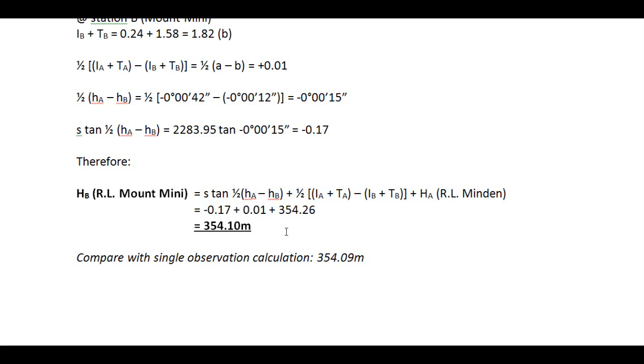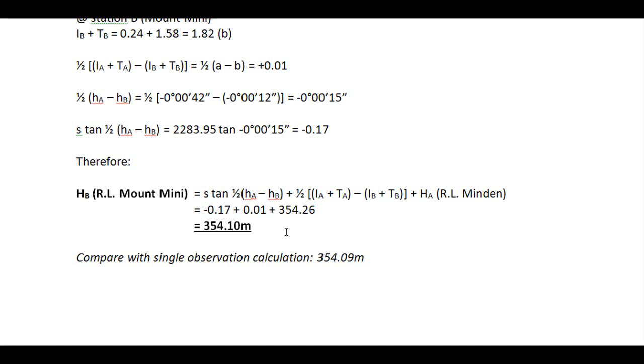We compare that with the single observations that we did, where we calculated the RL of 354.09 meters. So a little bit different, but not significantly different. The reciprocal observations cancel out the curvature and refraction corrections altogether, so we don't have to worry about them, but it compares favourably with the single observation in either case, where we either applied the curvature and refraction correction to the difference in height or to the actual angle itself.